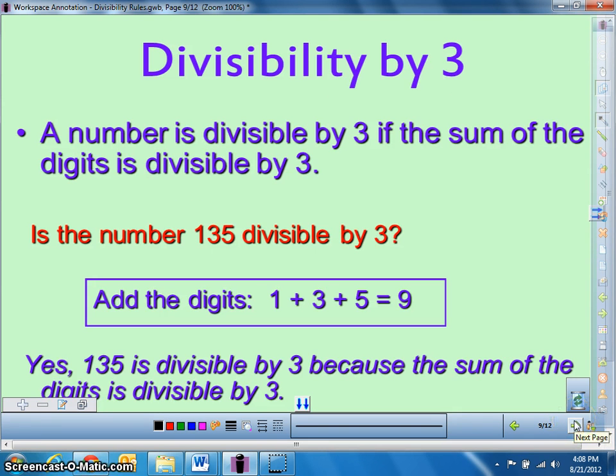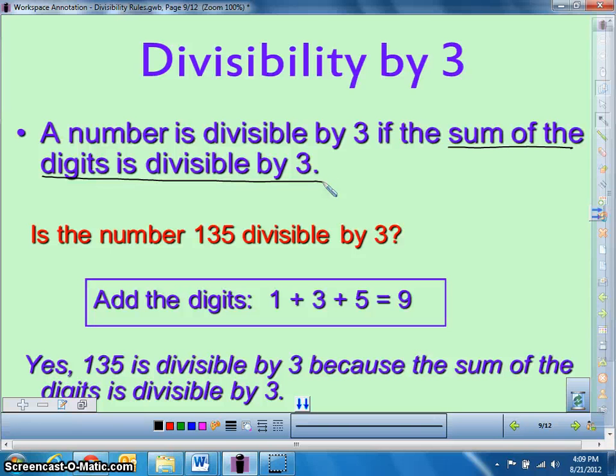Number 3: we can figure out if a number is divisible by 3 if the sum of the digits is divisible by 3. Well, what does that mean? Sum, we learned earlier in this unit, just means the answer to addition. So if the sum of the digits adds up to a number that's divisible by 3, then I know the whole thing's going to be divisible by 3. So let's check it out.